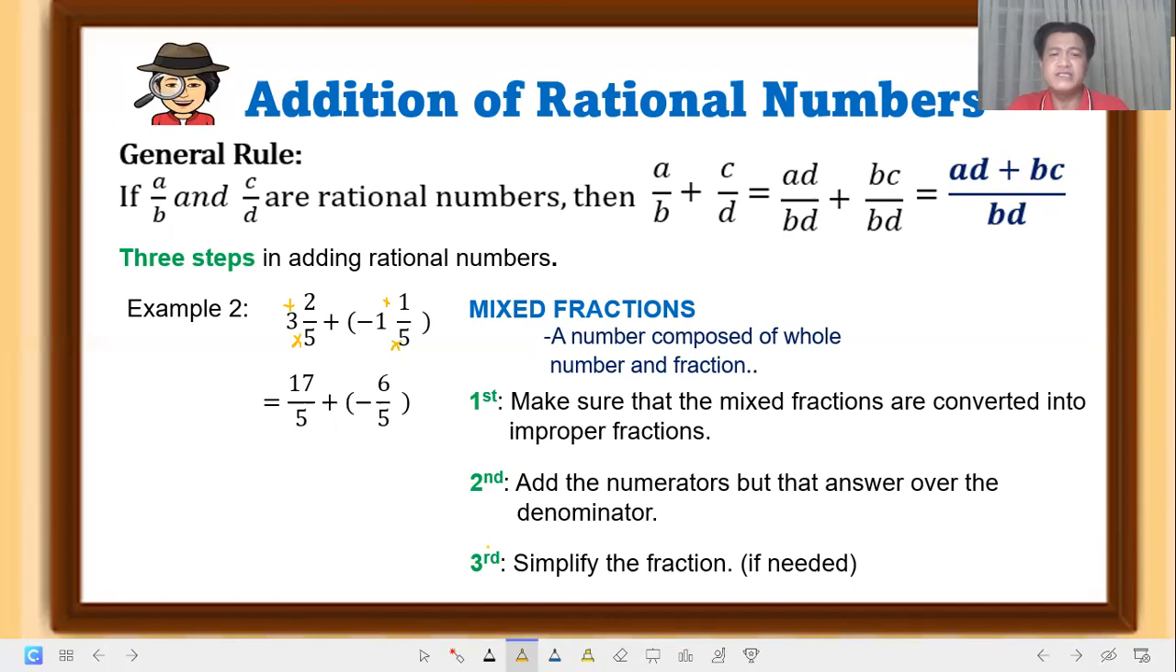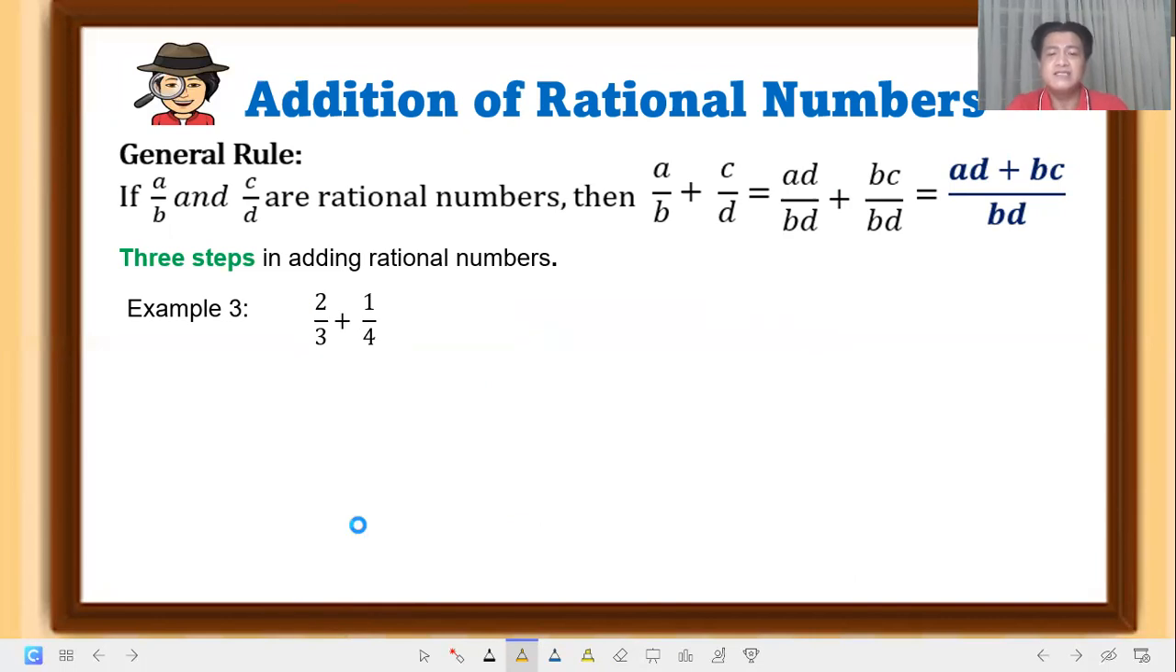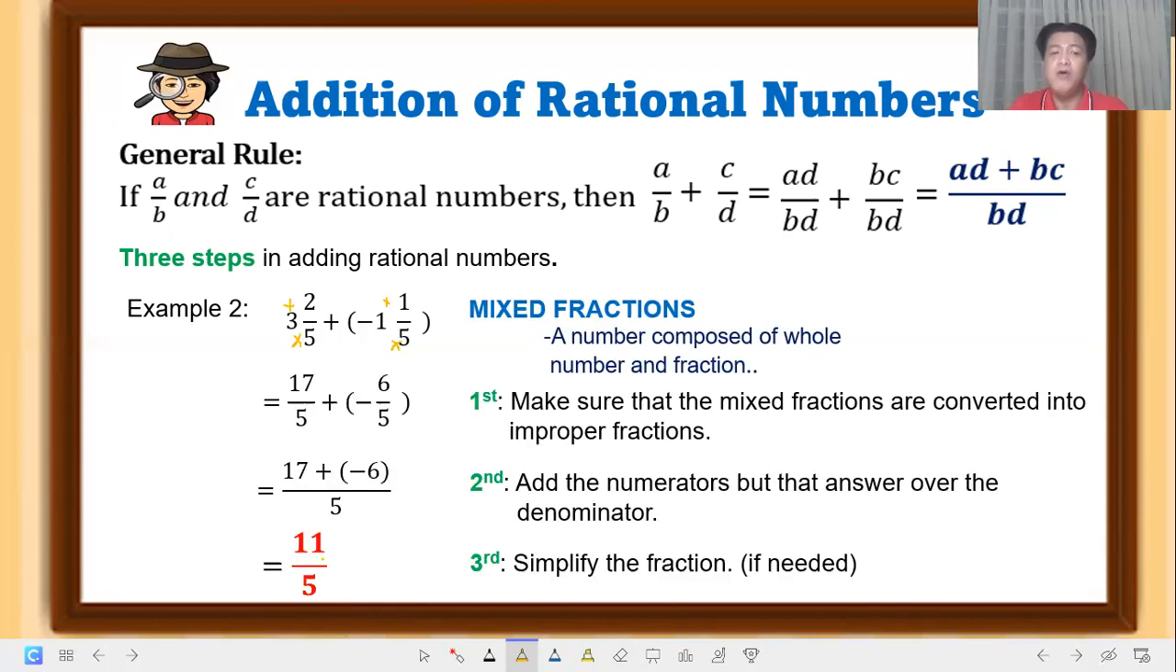Okay, let's proceed to step 2. Sabi dito, add the numerators but put the answer over the denominator. Remember this is similar fraction na sila, di ba? Simply, i-add na lang natin yung 17 plus negative 6. And what is the sum of the numerators? That is equal to 11 over 5. Final answer na ba to? Yes, that is now the final answer kasi wala na pong common factor to both numerator and denominator. Or we call this relatively prime.